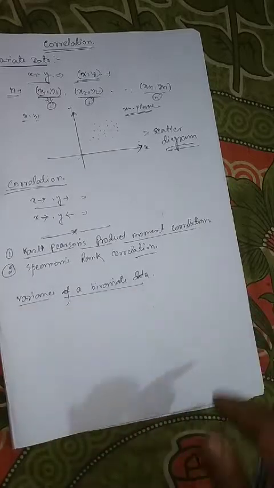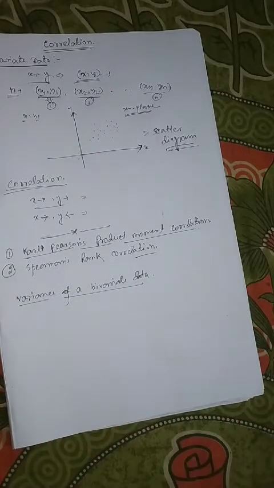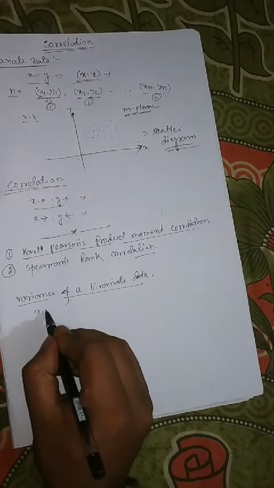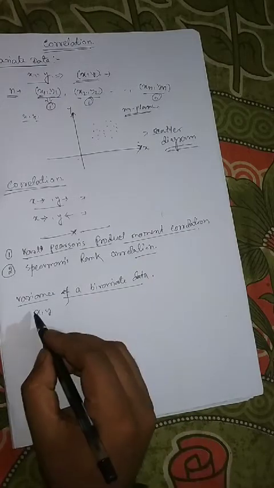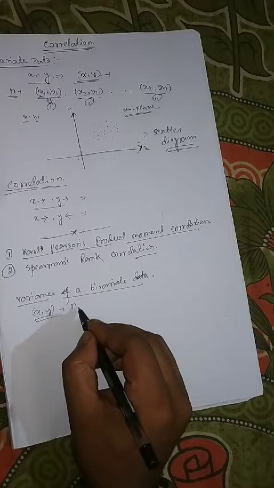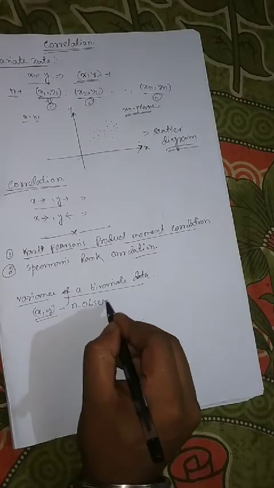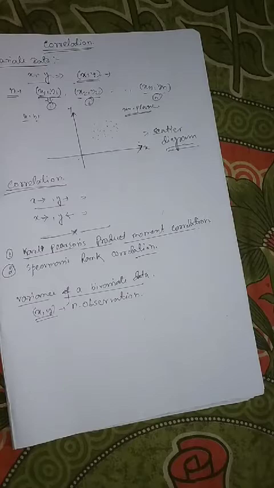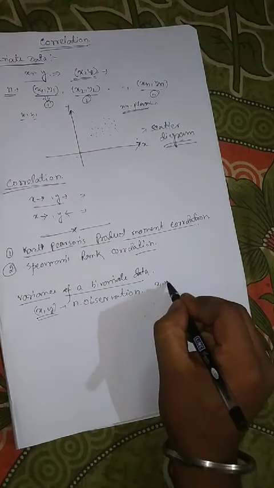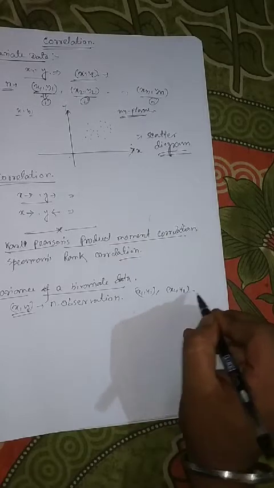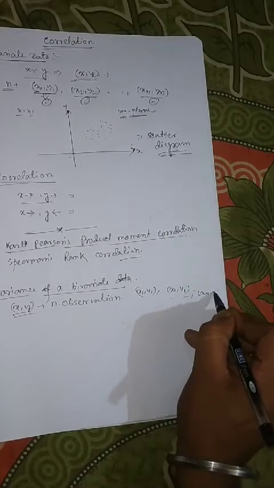Let's say we have n values corresponding to two variables x, y for n observations. Then the data will be in this form: x1, y1, x2, y2 up to xn, yn.